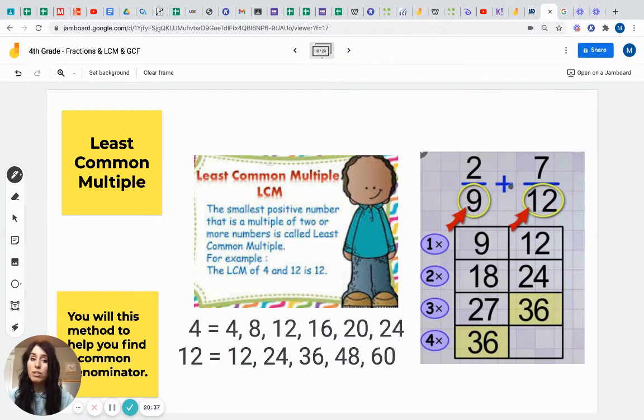So if I wanted to add these fractions together, I would have to do a conversion of taking the 9 and making it have a denominator of 36. And I'll show you in a few minutes how you would do this. Okay, so don't get confused. It's all going to make sense.